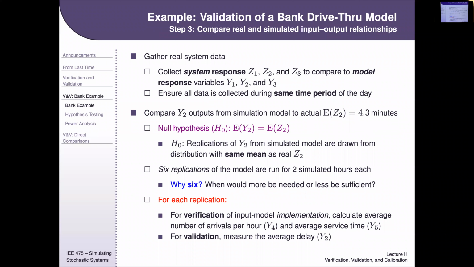So how do we do that? I'm going to gather a system response variable from my simulation and from my real system. My simulation values are going to be Y, my real system values are going to be Z, and I make sure that, for example, all data is collected in the same period of the day. In my bank system, the 9 to 10 hour works very differently than the 4 to 5 hour, so I only collect data from the 9 to 10 hour or something like that. Then I can compare my simulation outputs.